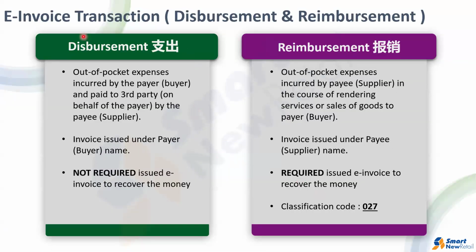Okay, so the difference is whether it is your company expenses or it was a claim. Yeah, this is 报销, this is claim, this is your expenses. The difference is out-of-pocket expenses incurred by the payer, paid to a third party on behalf of the payer by the payee. Invoice issued under the payer name is not required to issue. Or if this is out-of-pocket expenses incurred by the payee in the course of rendering service or goods to the payer, e-invoice issued under the payee, you are required to issue the e-invoice to recover the money. And the classification code is 027.